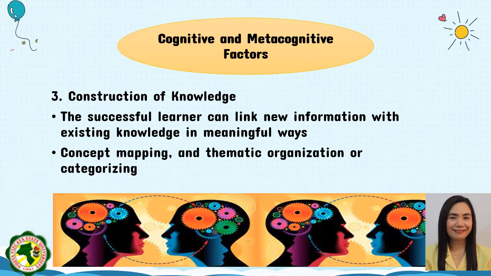Let's move on. Number three principle under cognitive and metacognitive factors is construction of knowledge. The successful learner can link new information with existing knowledge in meaningful ways. So here, the successful learner can link, very important. What is it that he needs to link? The new information with the existing knowledge. Kung ano yung alam niya, dapat alam niyang i-connect doon sa bago niyang kaalaman. Okay. Remember that learners should be connected. They should not be isolated, no?